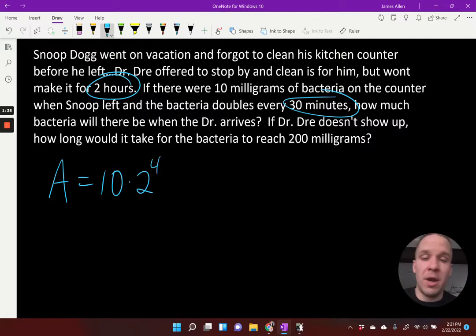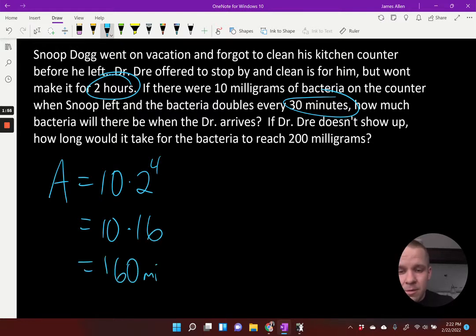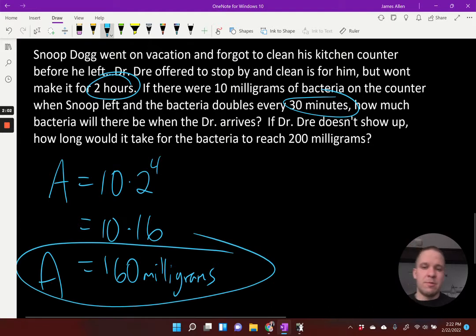I like paused in my brain for a second. I was thinking so much math. Okay, so now we can either plug this into our calculator or actually, you know what? This ain't too bad. So I've got 10 times 2 to the 4th, which is 16, right? So that's just going to be 160 milligrams. Love it. That's the amount after the 2 hours, right? But T is not 2 because it's doubling every 30 minutes. So it doubles 4 times. That's always the tricky thing.